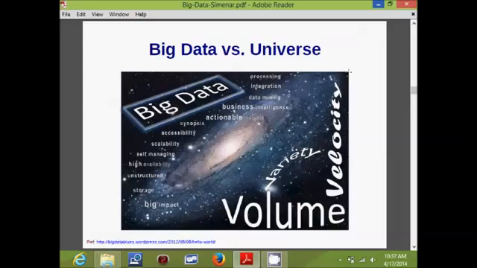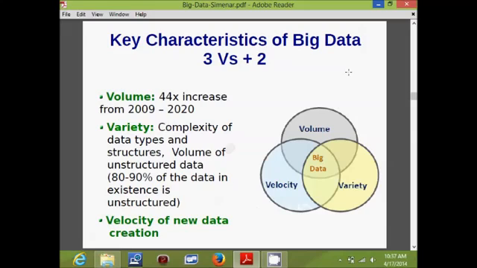The key characteristics of big data: we have what we call the big 3 V's for big data. What big data is mainly concerned about. First of all, the volume. Data volume is very, very big. It has been doubled more than 44 times from 2009 to 2020, as expected. So the volume of the data is very huge.